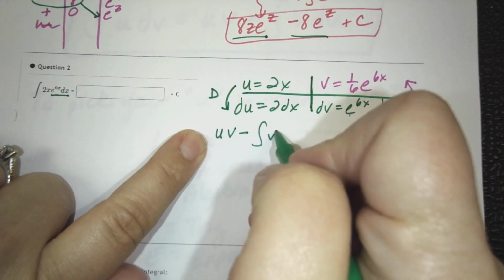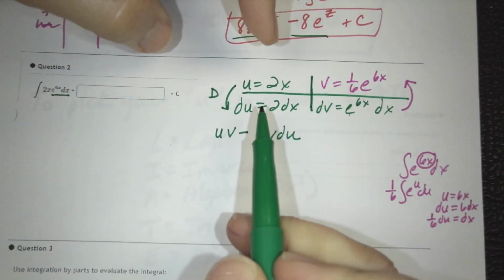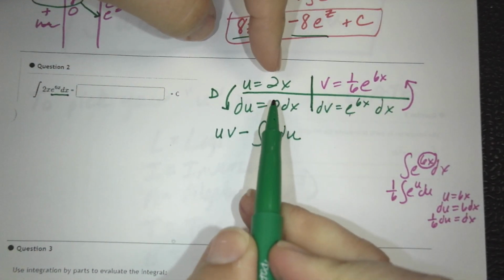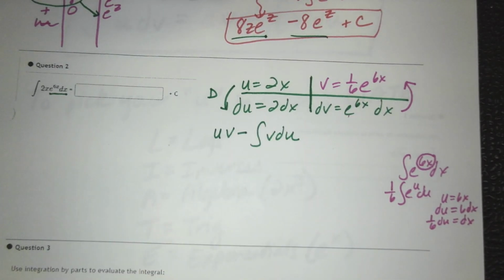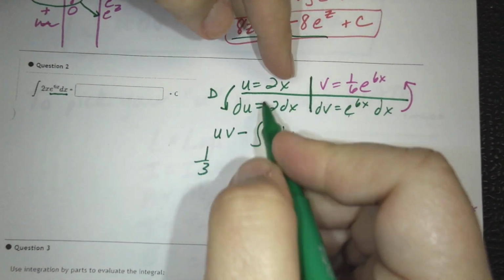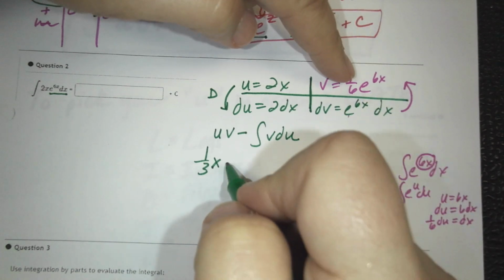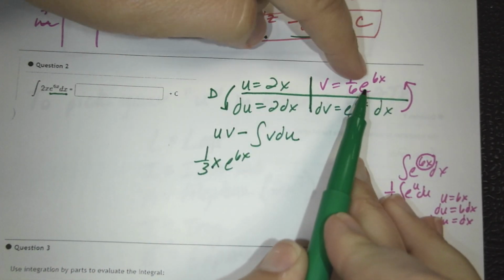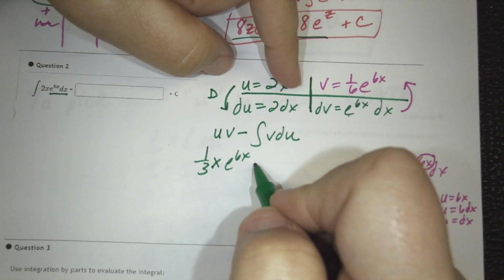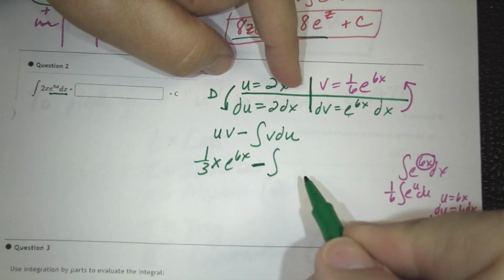V minus the integral of v du. Okay? So u times v. What is 2x times 1/6 e to the x? Well, what's 2 times 1/6? 1/3 x e to the 6x. That's this part right there. I just multiplied u times v. U times v. Minus, integrate.